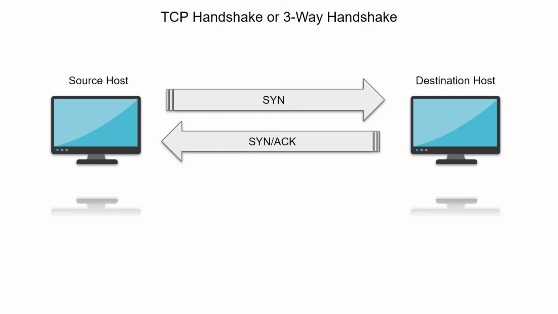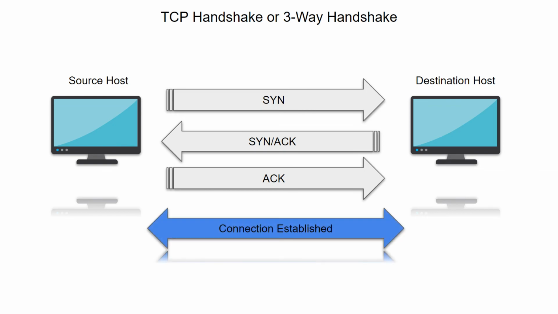When the source receives that synchronization packet with the acknowledgement packet from the destination, it will again send back an acknowledgement packet to the destination and establish the successful connection for the communication. So, in this way, the TCP/IP protocol creates a connection between two hosts.